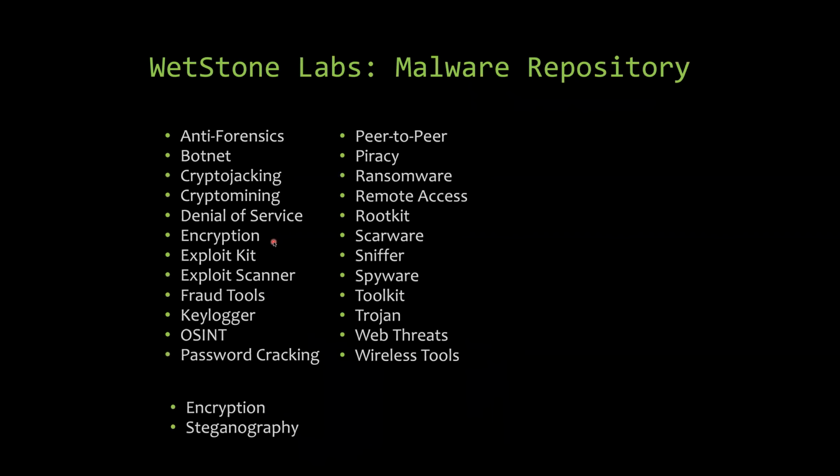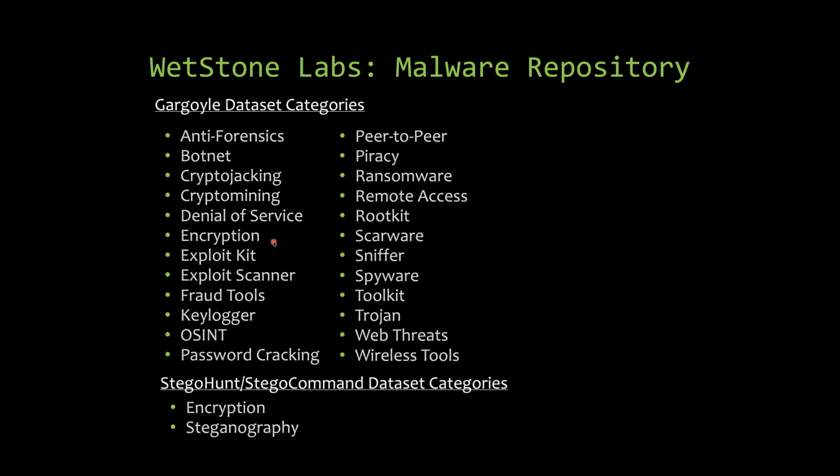Whetstone Labs maintains a repository of malware. This is segmented into 25 categories, including anti-forensics, ransomware, spyware, cryptojacking, and fraud tools, just to name a few here. The data sets in this repository are utilized by the Gargoyle family of malware discovery tools. And the steganography and encryption data sets are provided to our Stego Command and Stego Hunt users to detect and identify known data hiding programs.